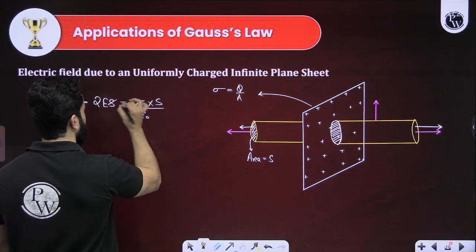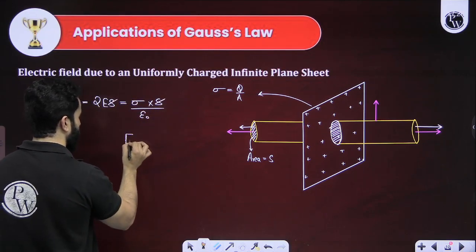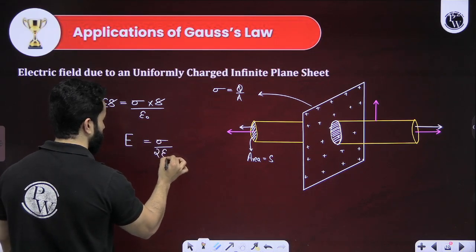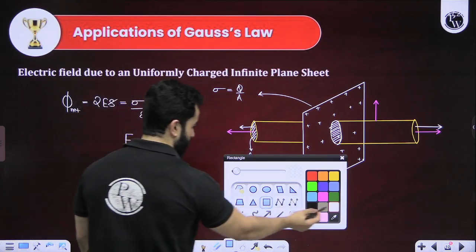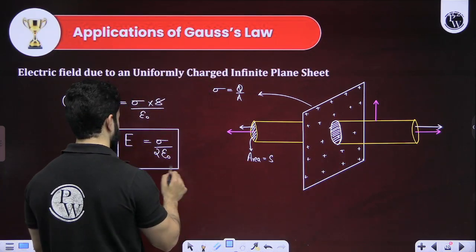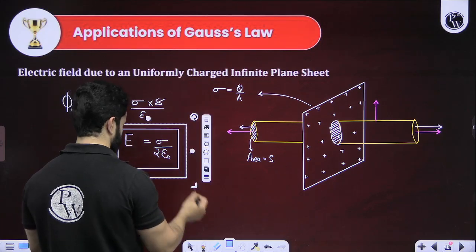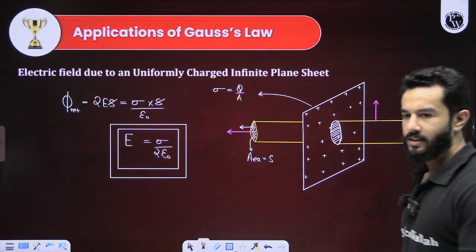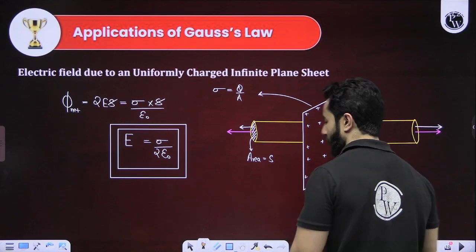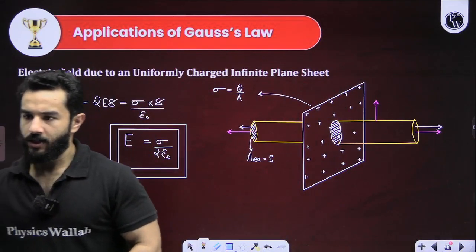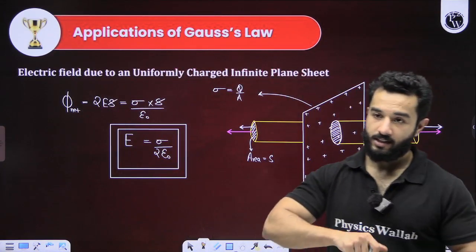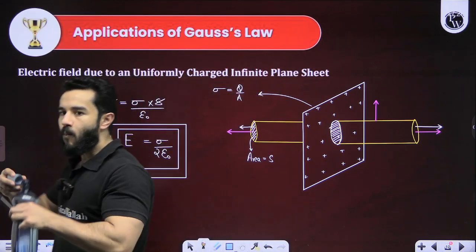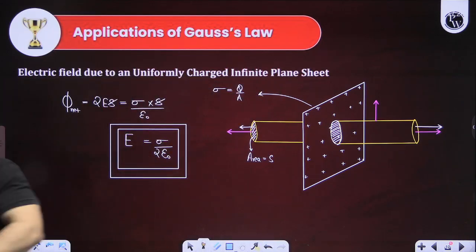So area can get cancelled out. So electric field will come out as sigma upon 2 epsilon naught, which is not dependent on distance at all. This is for non-conducting. This is not dependent on distance. Hopefully this is all clear to you. If it is conducting, it will be sigma upon epsilon naught.